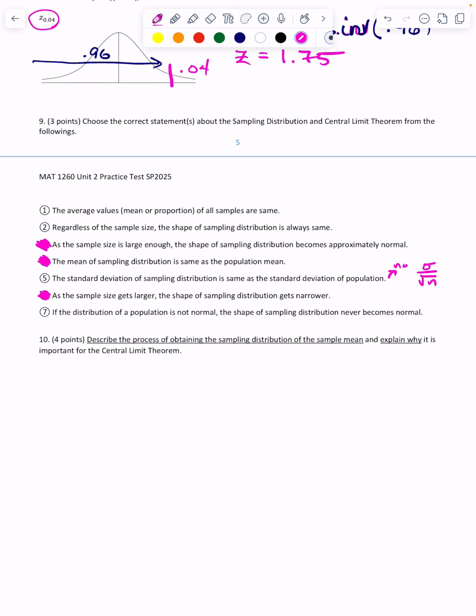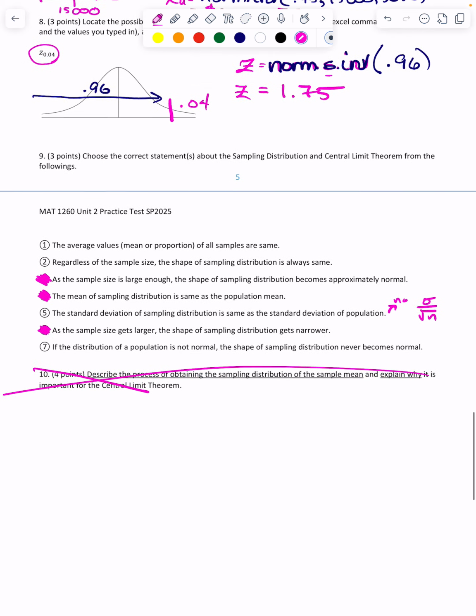Okay. 10, describe, we're not even going to worry about this. This is not something that you're going to have to worry about on the test. So that's it. That's the review done.